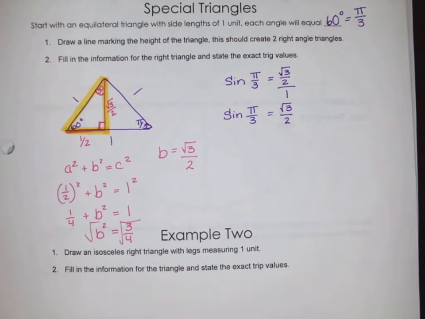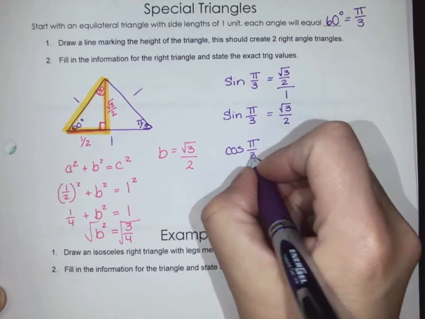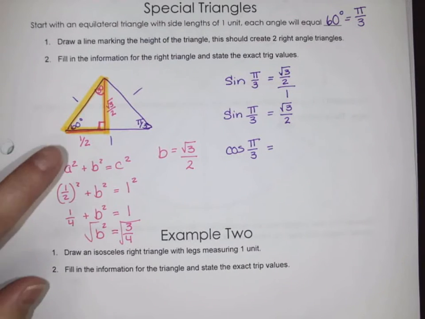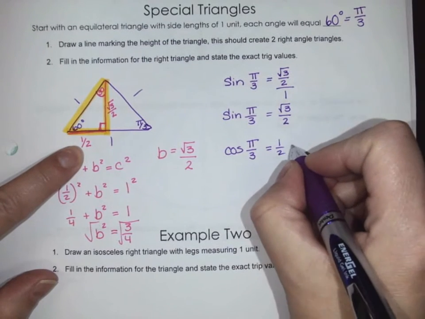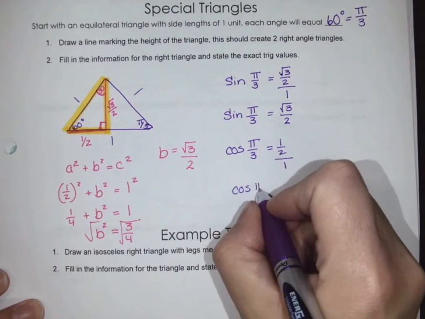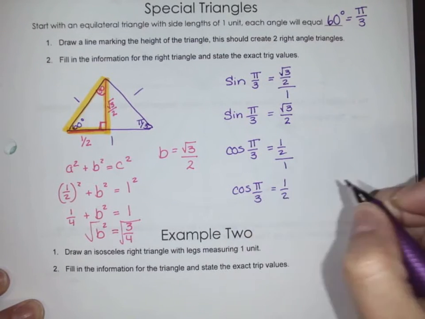Okay, now we're going to do cosine. Cosine of pi over 3. Adjacent is the half, and it's divided by 1. So cos of pi over 3 is half.